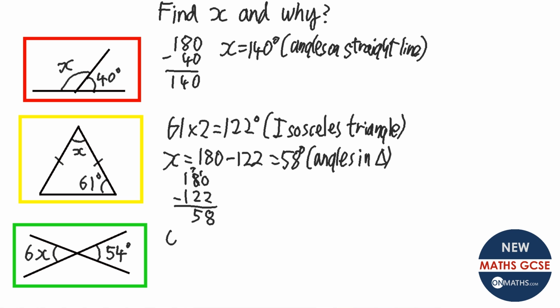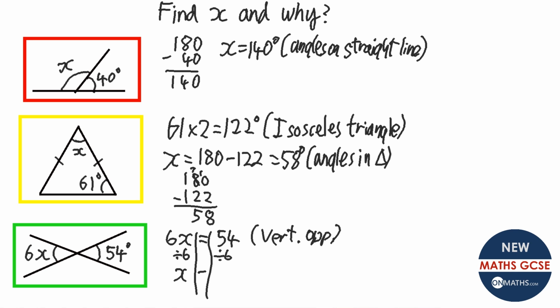We know that 6x equals 54, and that's because vertically opposite angles are equal. Let's put our lines going down. So we want to divide by 6 on both sides to get rid of the 6. So we just have x equals, and that's going to be 9.